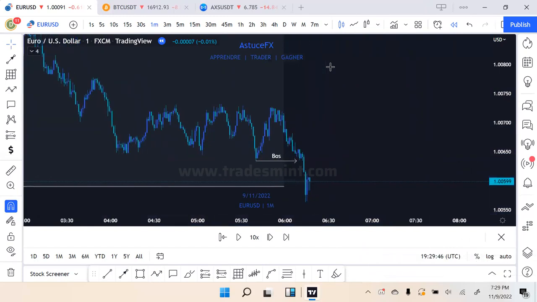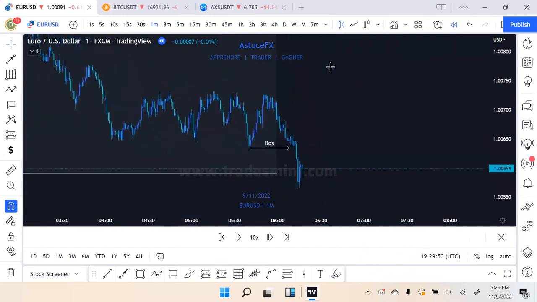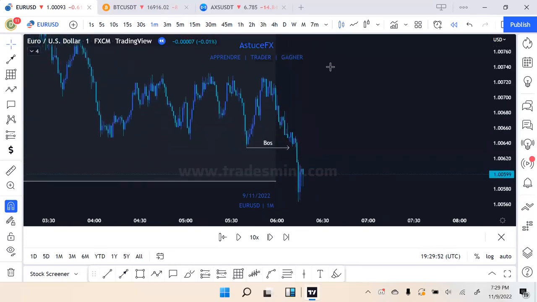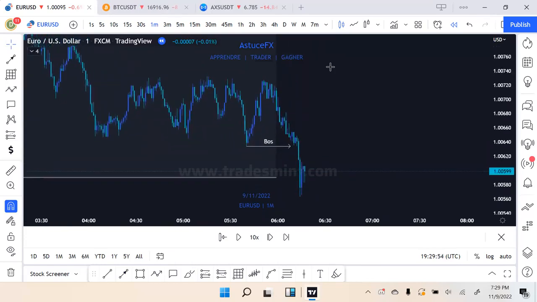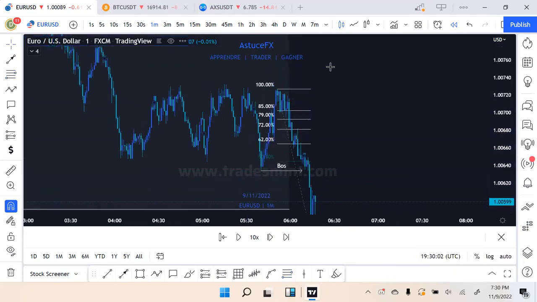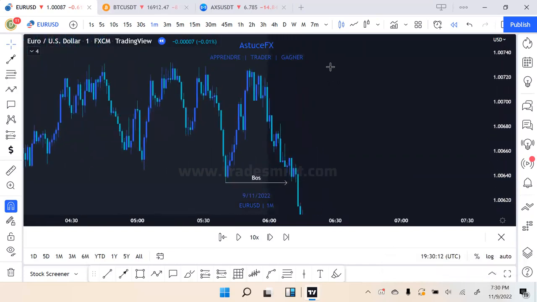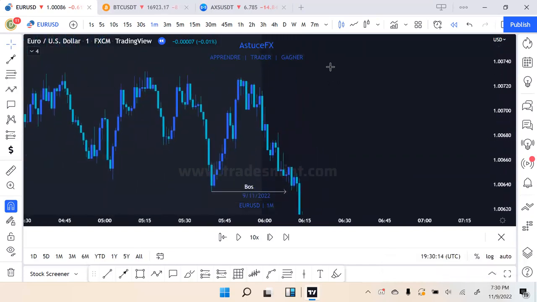So once you get this, you look for now your zone that you can enter from. And I told you, you can only sell from a premium and buy from a discount based on the fib level. If you put the fib from the high to the low, then you know you can only look for order block that is at the 50% above, like 62, 72, or 79 or 85. So you zoom here, you look for your zone, okay?